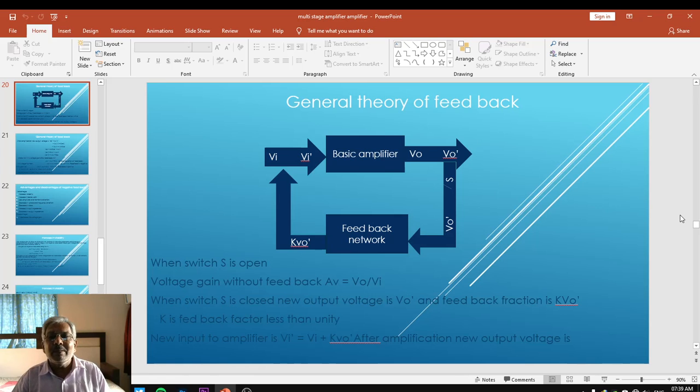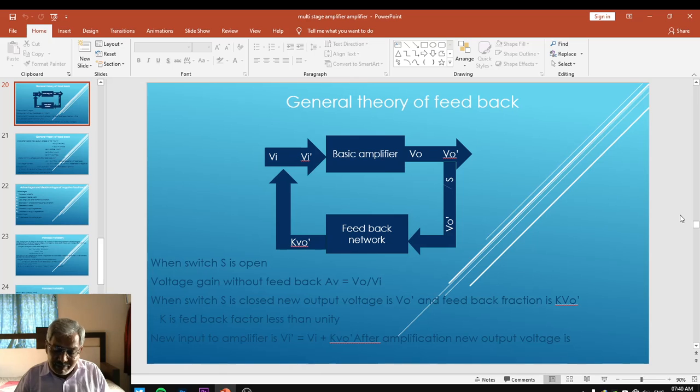Depending upon the feedback factor, whether it is positive or negative, and depending upon the type of the fraction of the output feedback voltage, whether it is added to the input or subtracted from the input, accordingly there are two types of feedback: positive feedback and negative feedback. Positive feedback is the feedback in which the feedback factor K is positive, or the feedback voltage is added into the original input so as to increase the gain.